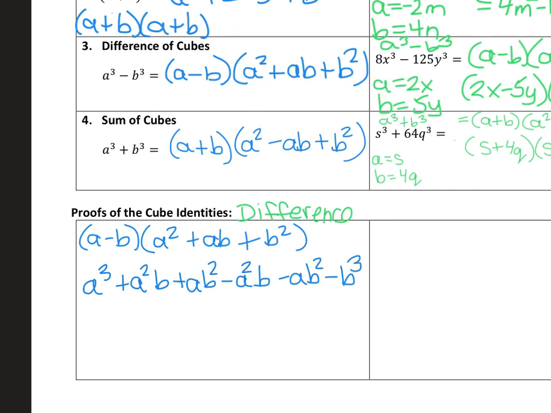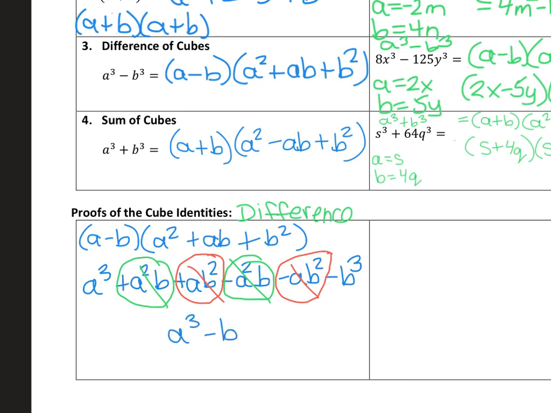And so what we have here is an a squared b minus an a squared b. These are going to cancel. We have an ab squared minus an ab squared. These are going to cancel. And so what we have left is a cubed minus b cubed, the difference of cubes. All right, next I'll do the sum.